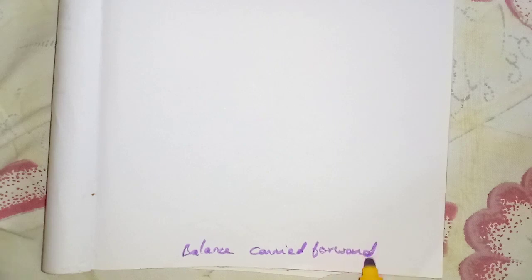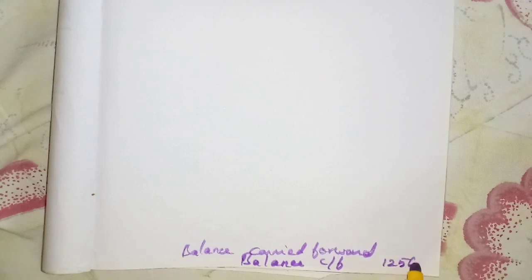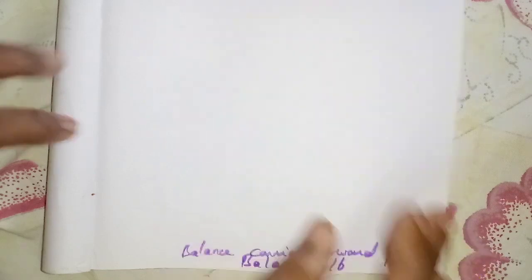Balance carried forward. In short, we will write CF. Okay. In the next page, here we will write one amount. So, for example, this is the amount. When we write on the next page, we may write it as the other amount.